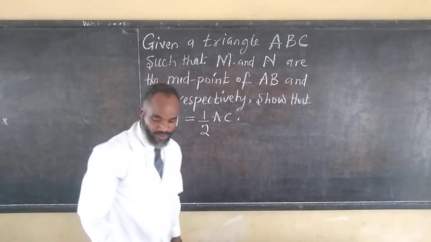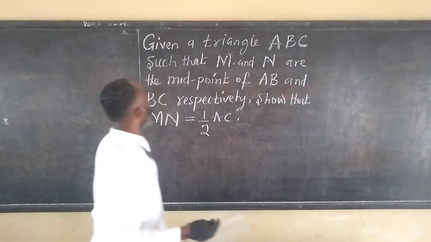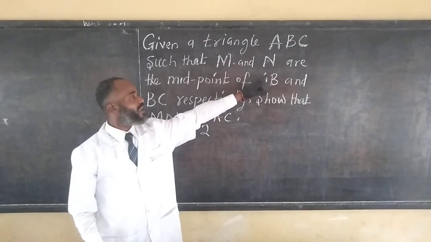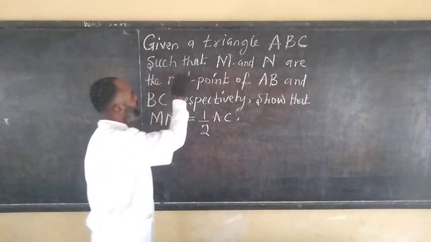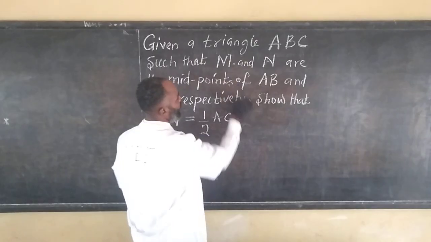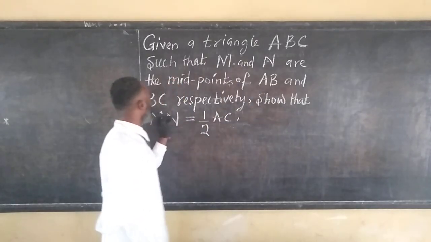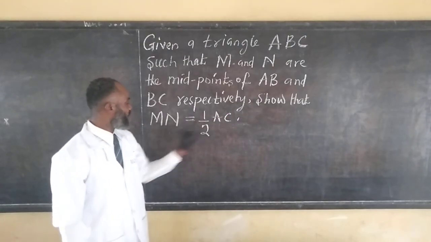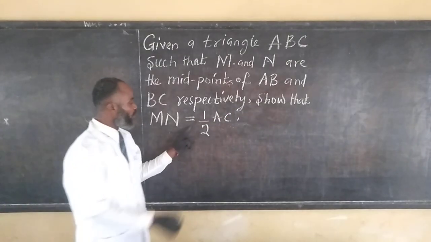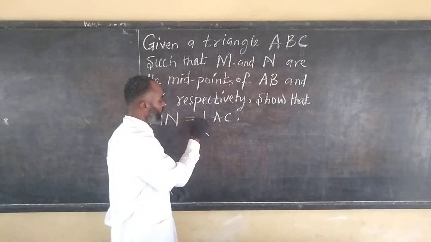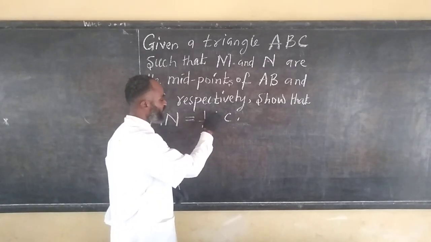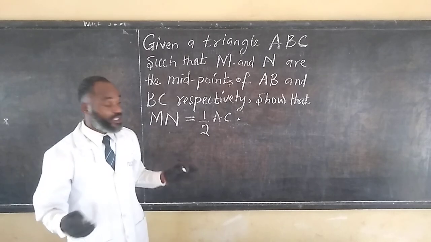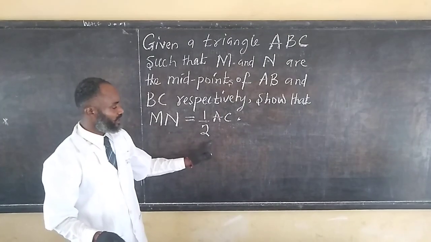Given a triangle ABC such that M and N are the midpoints of AB and BC respectively. Show that MN equals half AC. We need to show that this is equal to this.